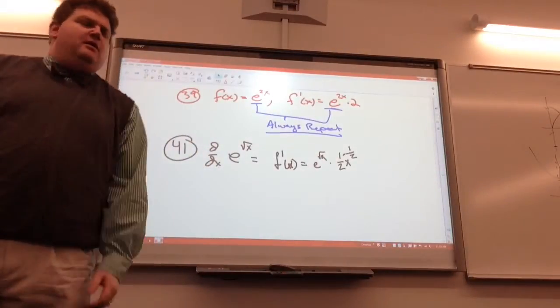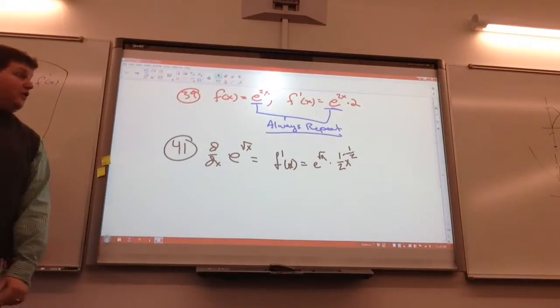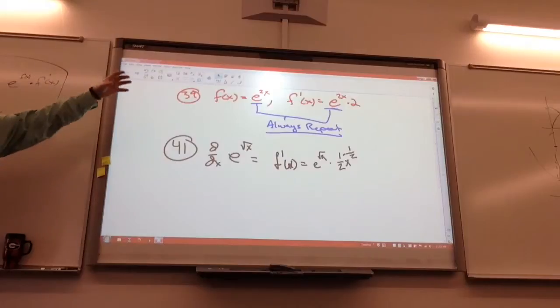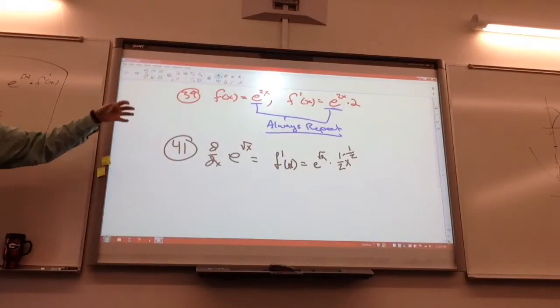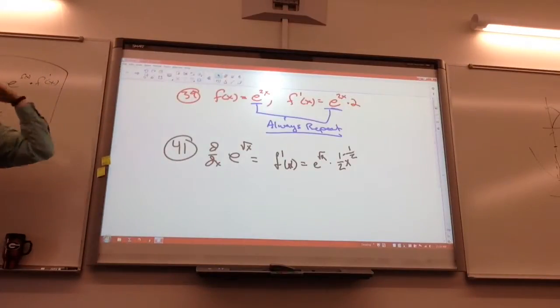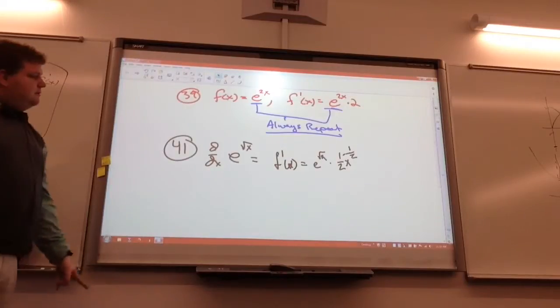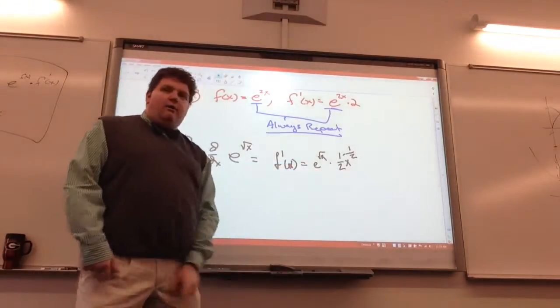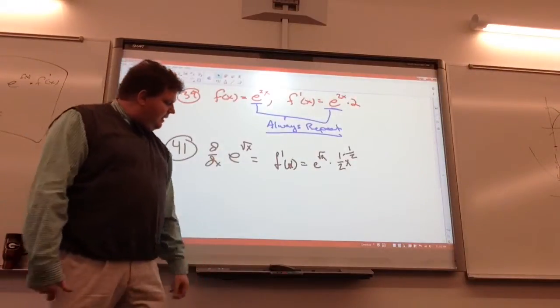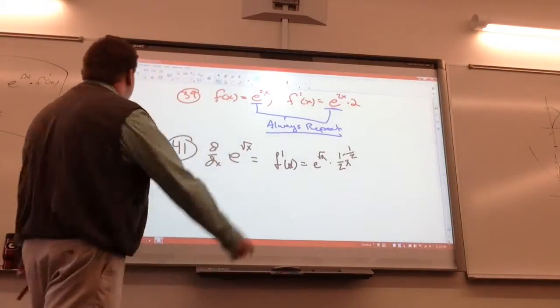Wait, is that 1/2 x to the negative 1/2? Yes. So it's e to the root x times 1/2 x to negative 1/2. Because remember, the square root of x can be written as x to the 1/2. Okay? And that's the relationship between those two. Perfect. Again, note that e always repeats. Always does. Let's see another one.